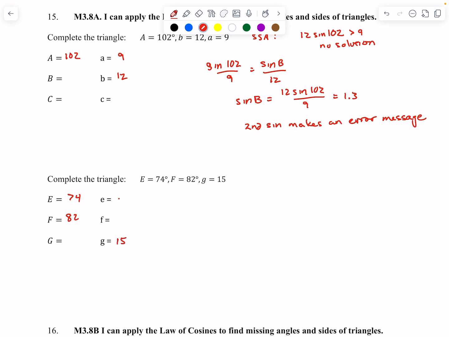Oh no, we don't have an angle in it. Yes, we do. Find the third angle immediately. Doesn't matter whether it's angle, angle, side, or angle, side, angle. As soon as you've got 2 angles, you've got 3 angles and a side.